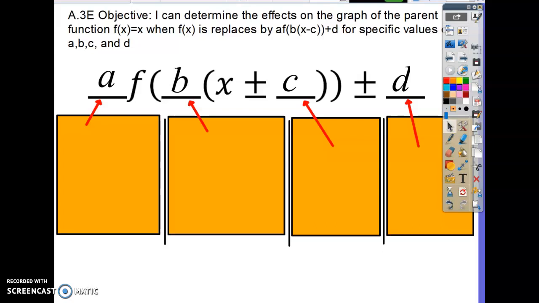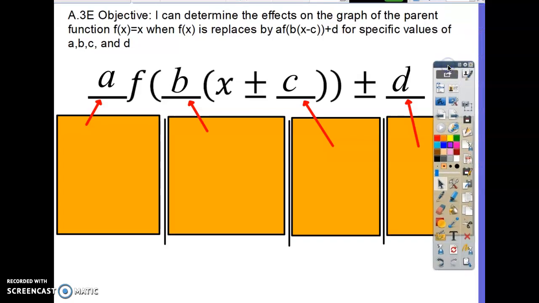Today we're going to do transformations of linear functions. The objective, you should have just written down a little while ago in the essential question. The objective says, I can determine the effects on the graph of the parent function, f of x equals x. So this is the parent function, and that's what we start with all the time. Then when changes get made to that, that's when transformations get made.